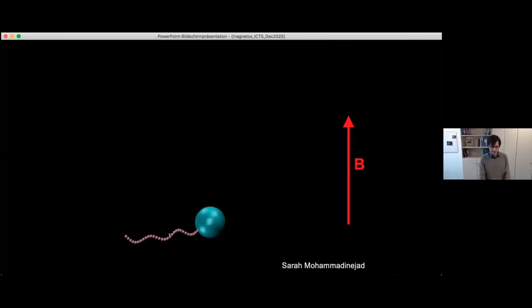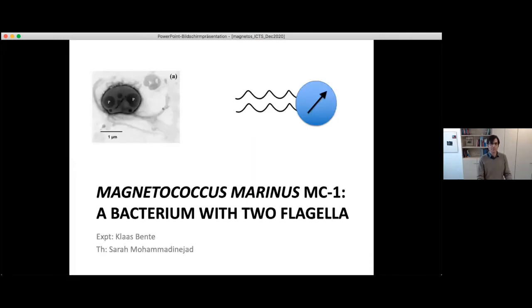Here you see our magnetotactic bacterium. This is the direction of the field. And you see on the one hand, it propels. On the other hand, over some time, it will orient in the direction of the magnetic field and eventually swim in the direction defined by the magnetic field. And I should mention that all these simulations here were done by Sarah Mohammadinejad, who is a postdoc in my group. Okay, now the bacterium disappears and we should probably move on.